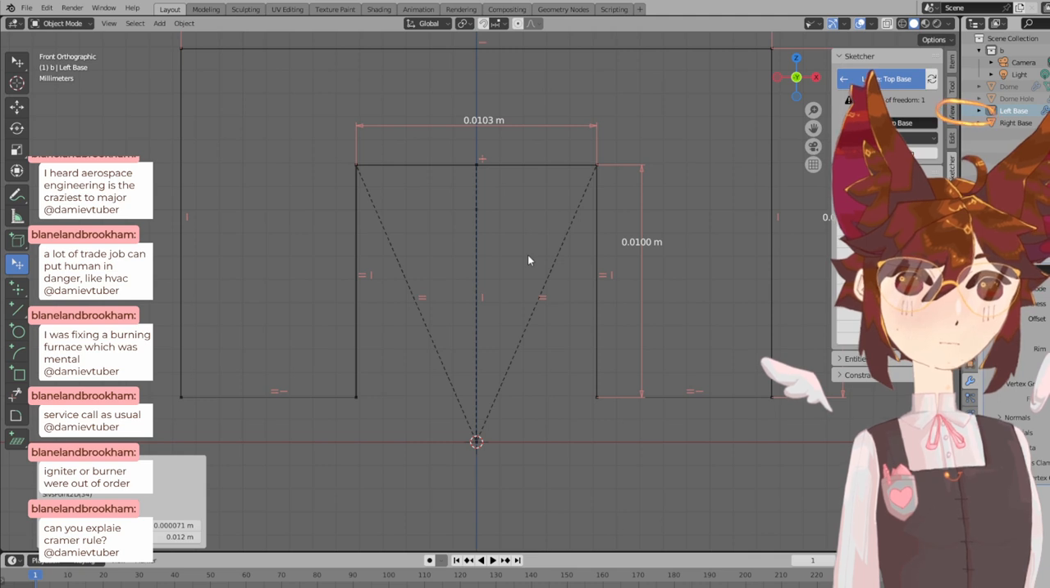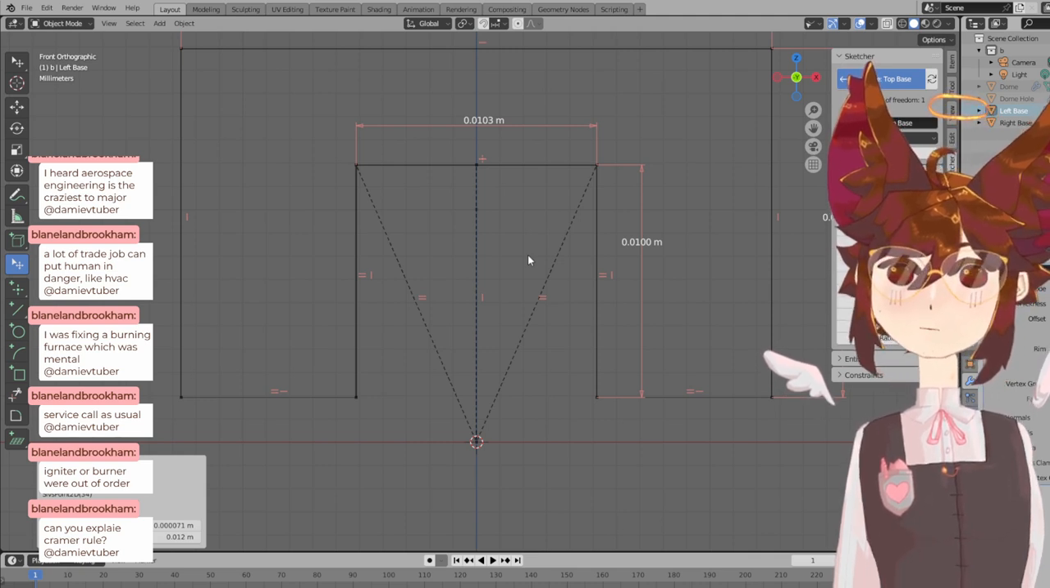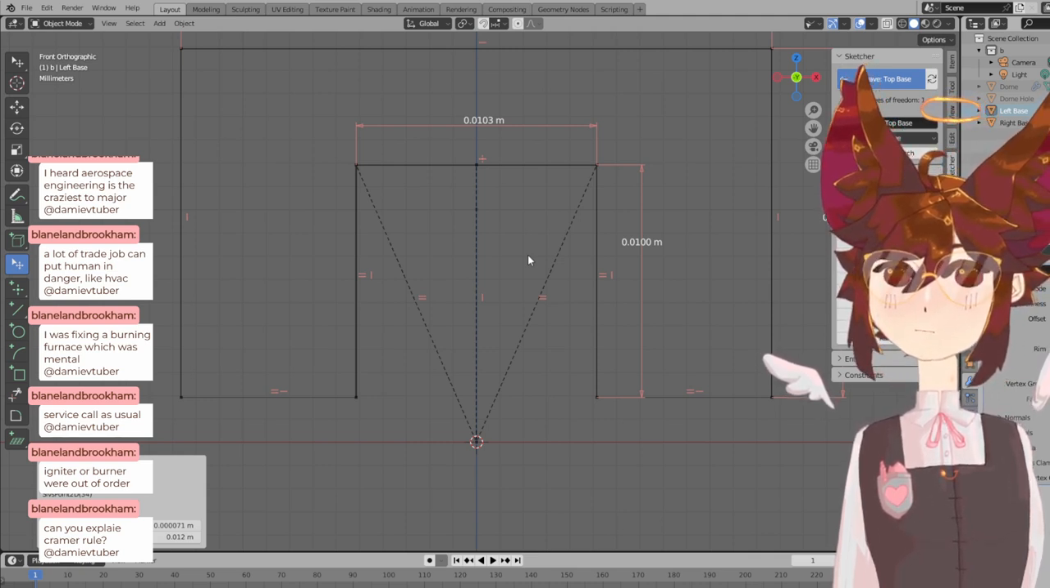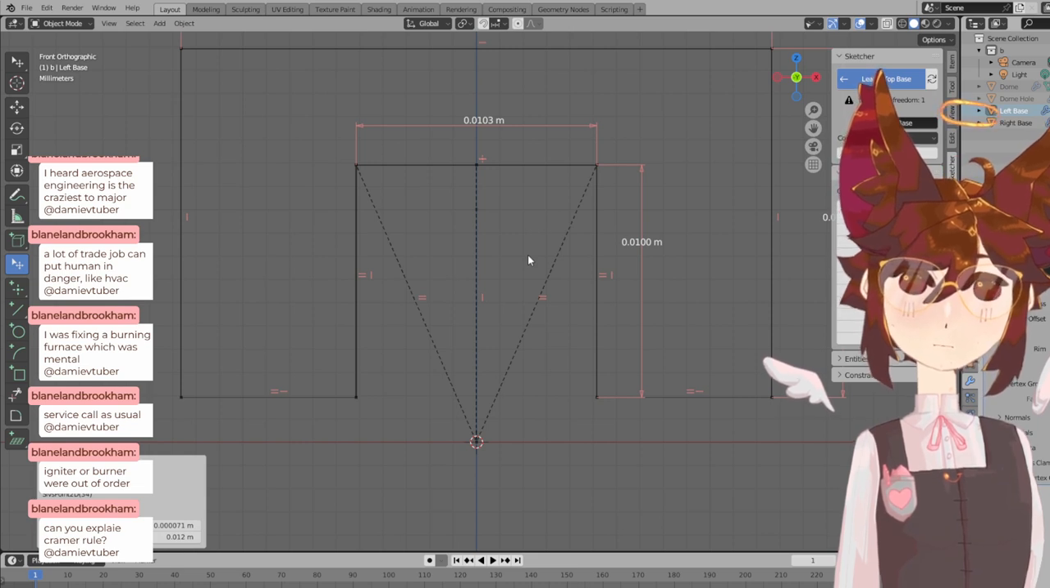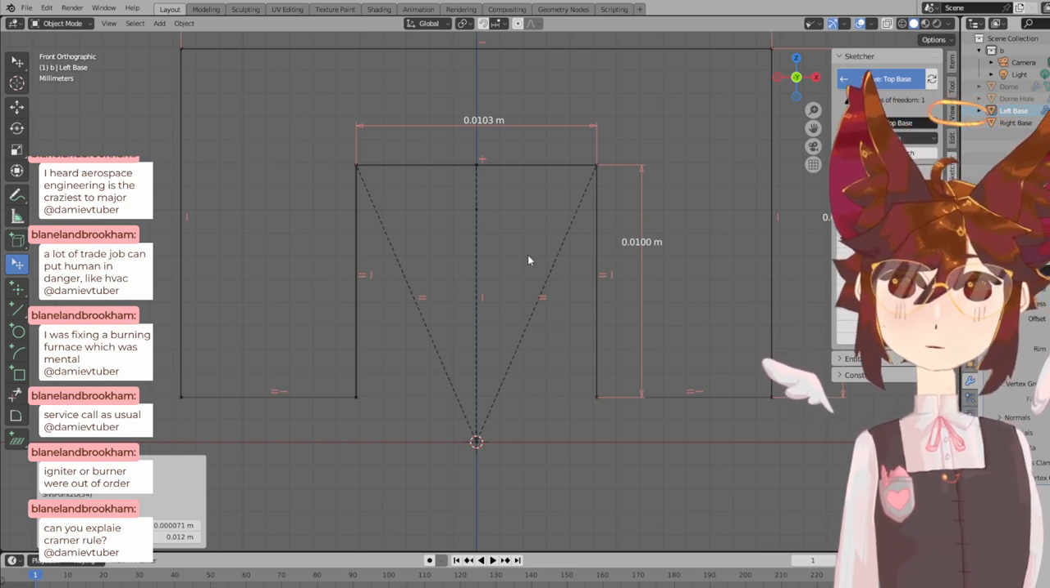Can I explain Cramer's rule? Cramer's rule is like when you have a 2x2 matrix, right? Am I remembering correctly, or is that something else?